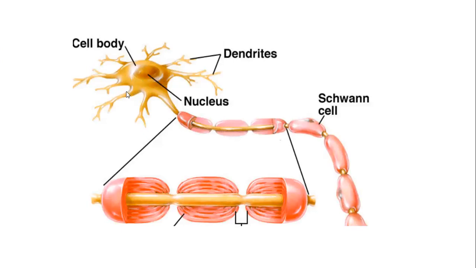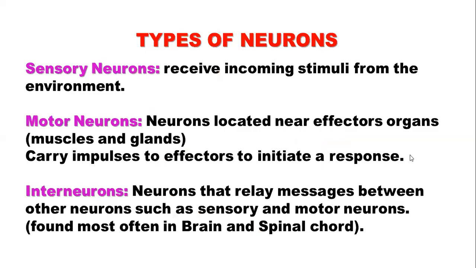Here is soma, a cell body. Here are dendrites, and here is axon or nerve fiber. And nerve fiber is covered in myelin sheath. In myelin sheath, there are gaps. These gaps are called the node of Ranvier, and this provides saltatory conduction of the impulses in the neuron.